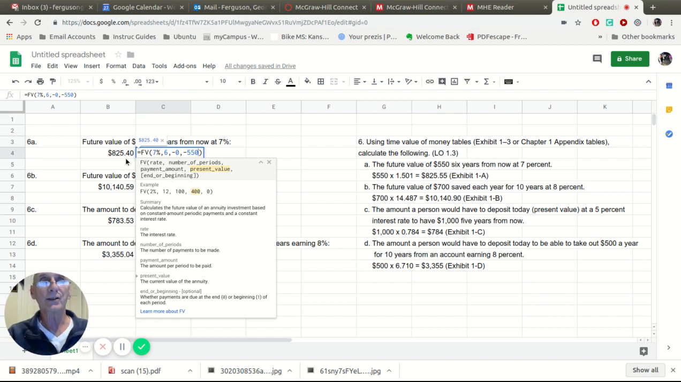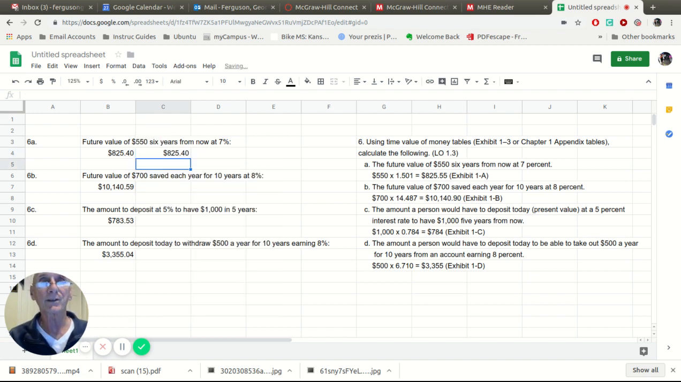Now, as it does this, it shows you how much it's calculating as it goes. So I put in my rate, number of periods, payment amount, and present value. End or beginning is asking whether it's at the beginning or the end of a period. It's going to assume that it's at the end if you don't put anything in there. I'm just going to do that. Press enter, I get the 825.40. You'll see there's a little bit of a difference. There's a rounding error between the tables and the function. Close enough.